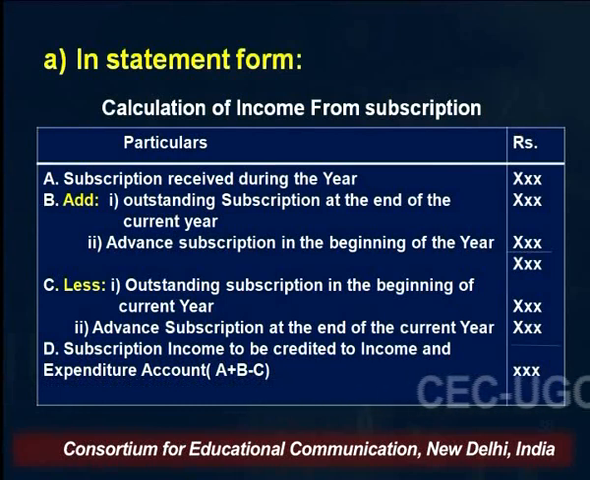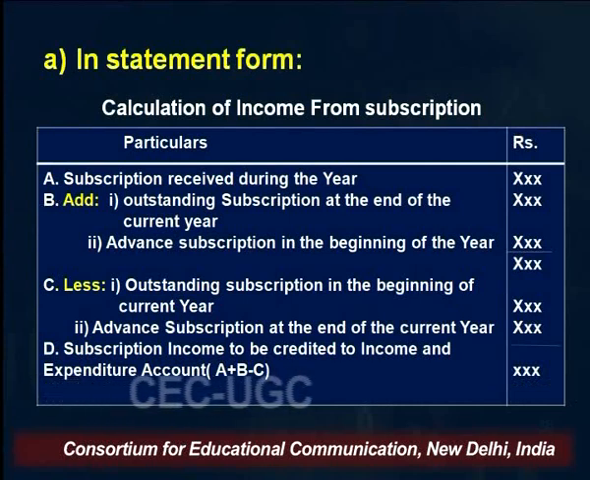So outstanding subscription at the end of the current year has to be added here, and if advance subscription in the beginning of the year is also given, it has to be added too. Advance subscription in the beginning of the year means the subscription which was received in the previous year but is related to the current year. Because this income was received in a previous year but relates to the current year, it has to be added here.